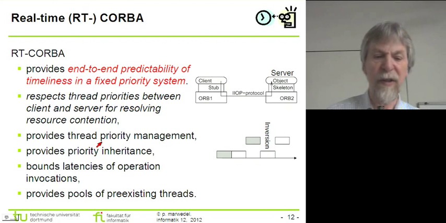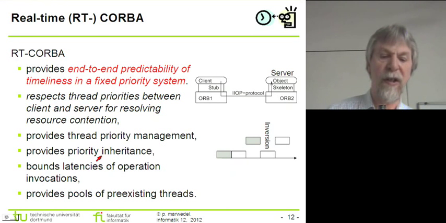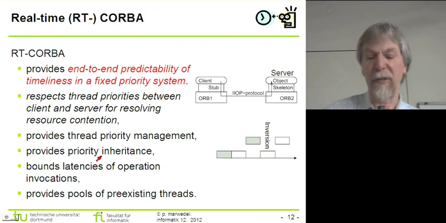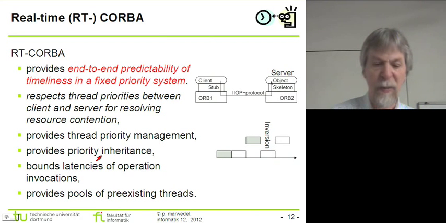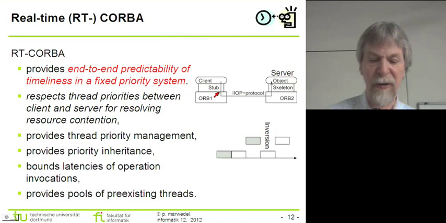Towards this end, the real-time CORBA system is also assumed to provide thread priority management, so we can increase and decrease the different priorities. And we also take care of priority inheritance. That means we address the problems resulting from priority inversion. Real-time CORBA is required to actually provide priority inheritance. Also, for real-time CORBA, we are required to have bounds on the latencies of operation invocations. So if we start a certain operation over here, we have a bound on the delay that can occur.